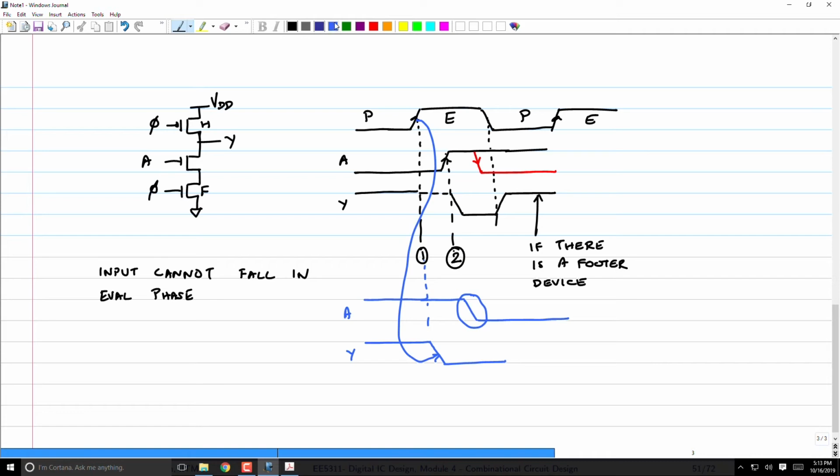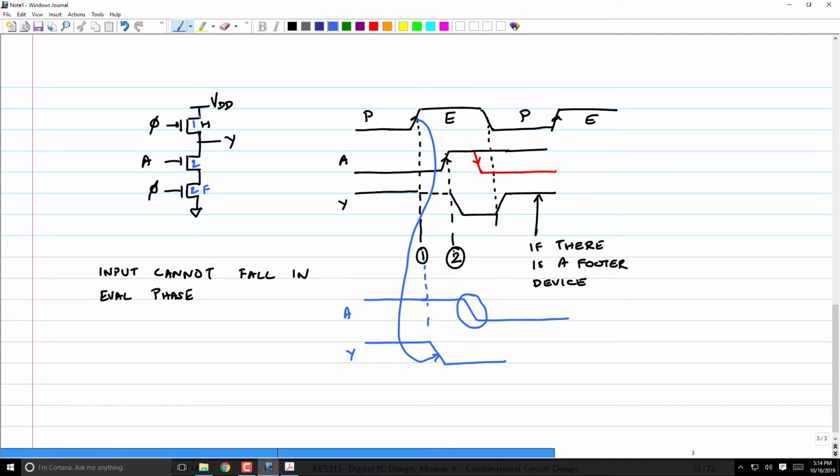So now let's come to the sizing. If I have a footer device, what should be the size of my NMOS transistors? Exactly, this is right. So I will say 2, 2. Header device should be 1. I don't need to size that up because remember, my header device is not playing any part in the logic evaluation.